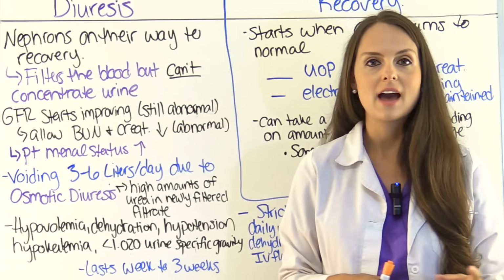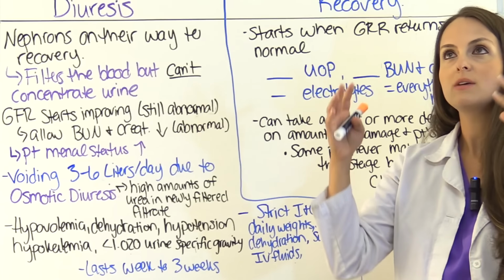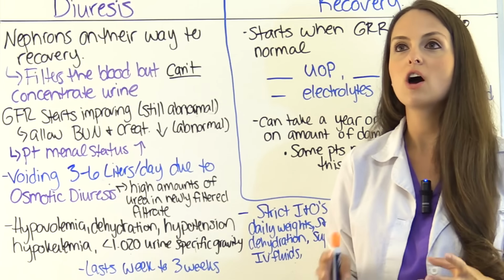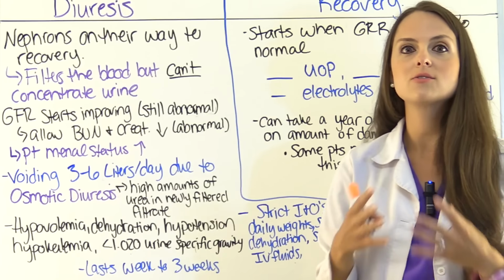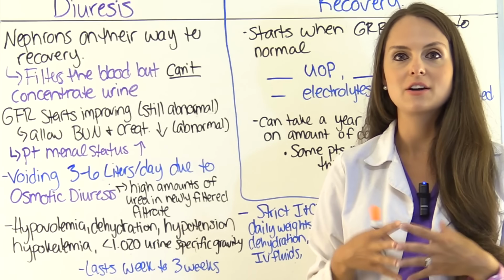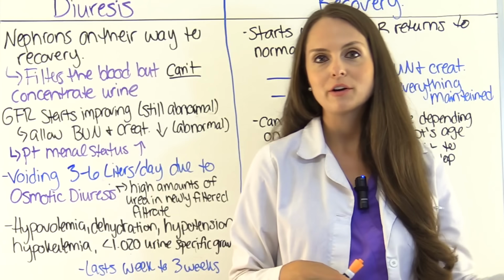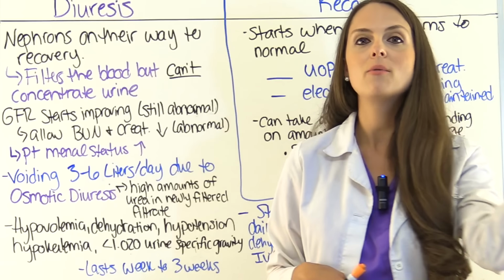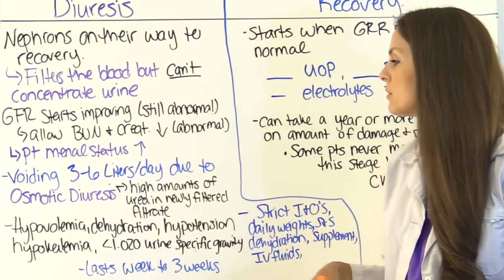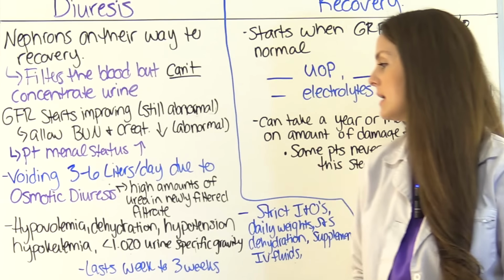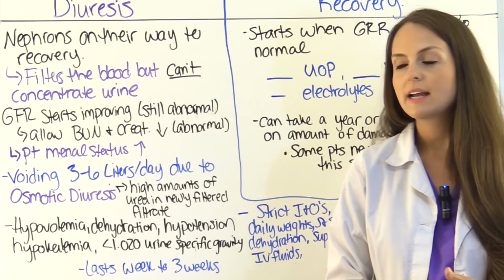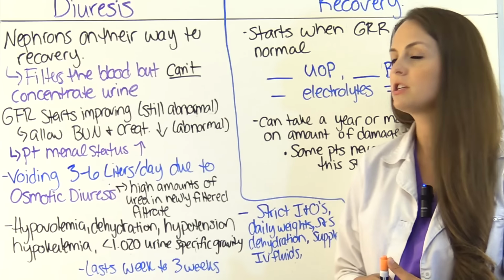Now because of that, use nursing knowledge, because we're voiding so much fluid out, what's going to happen to our fluid status in our body? In the previous stage, we were fluid overloaded. Now we are fluid depleted. So we're going to become hypovolemic. We're at risk for dehydration, hypotension.